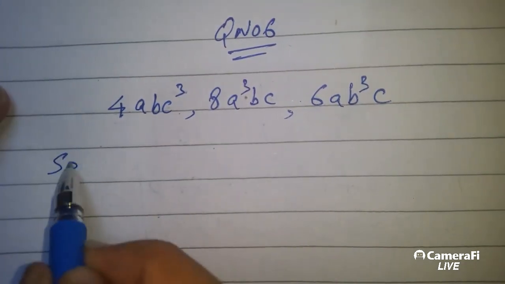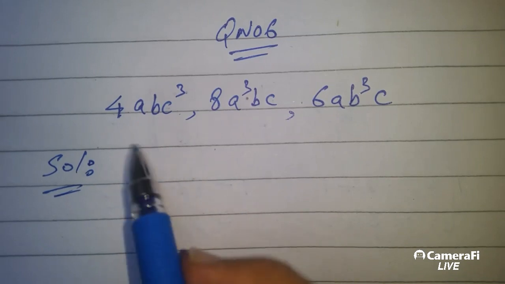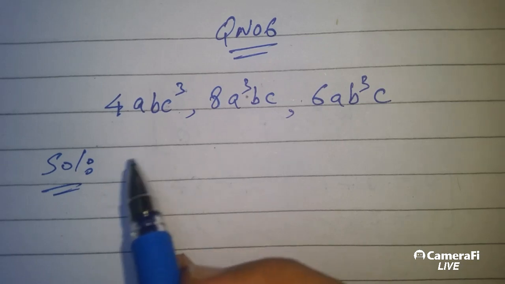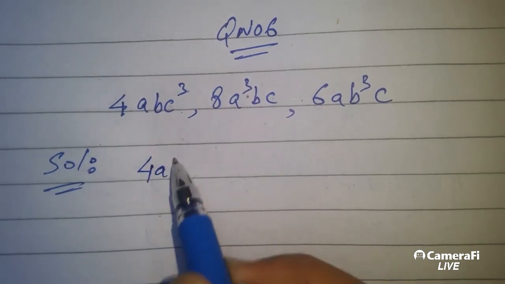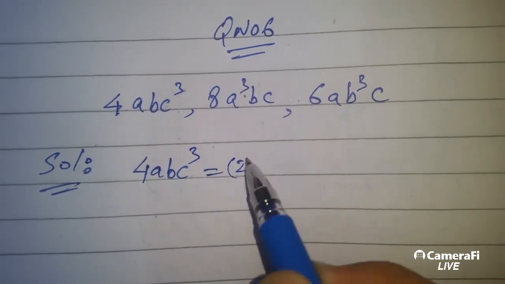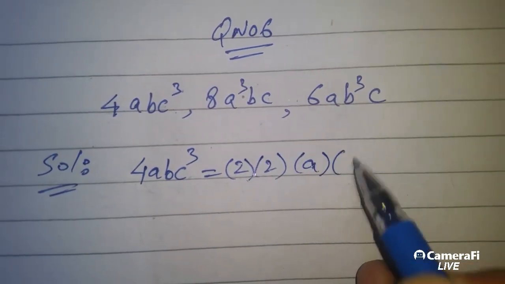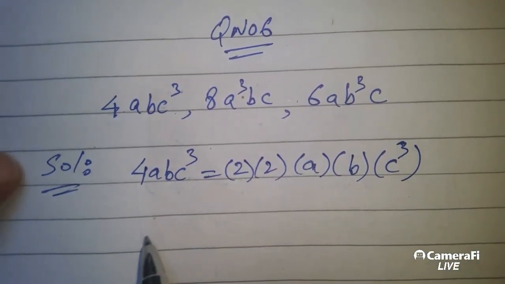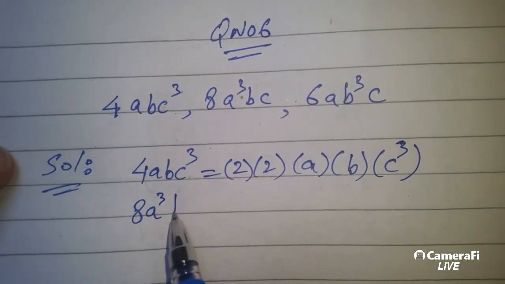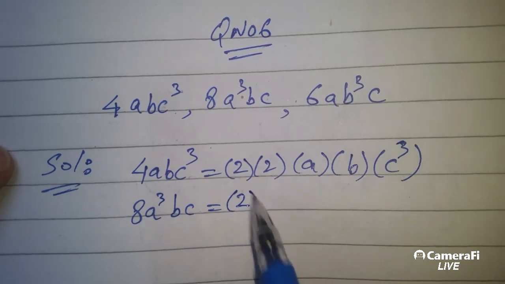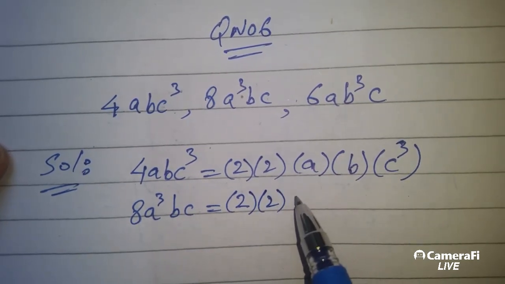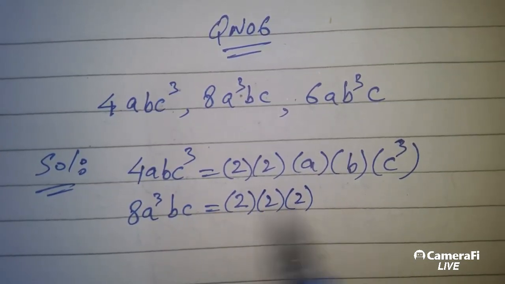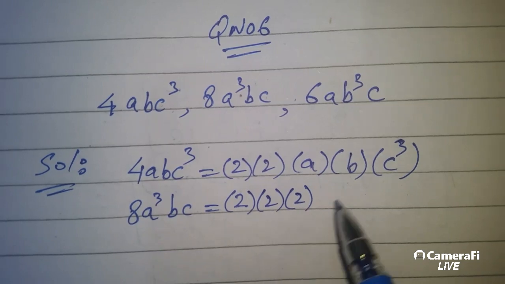Here again we just want to take the common factor. Now 4, 8 and 6 are multiples of 2, so 2 can be taken as a common factor. 2 2s are 4, A, B, then C raised to power 3, and similarly 8A cubed BC, 2 2s are 4 and 4 2s are 8. So these are the factors.